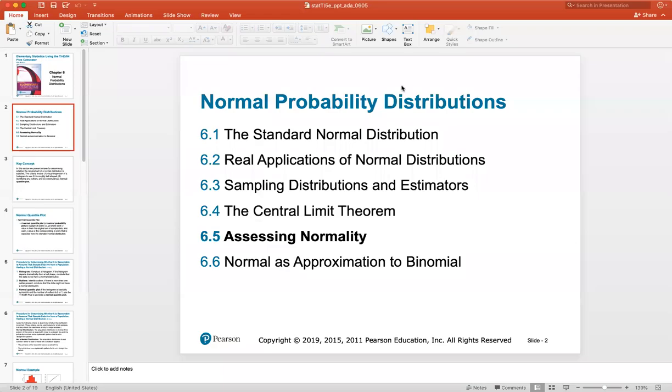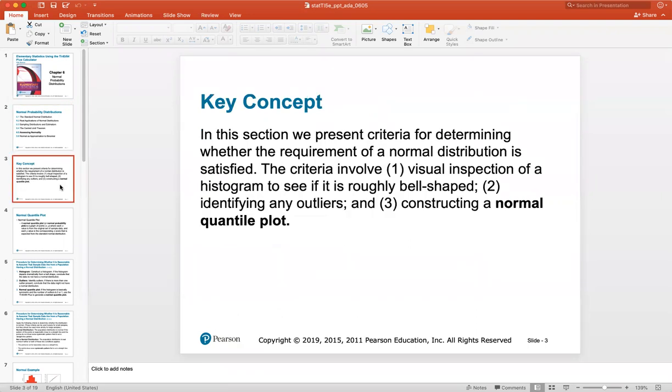All right, in this video, I'm going to go over section 6.5, assessing normality. In this section, we're going to present the criteria for determining whether the requirement of normal distribution is satisfied. The criteria involve visual inspection of a histogram to see if it is roughly bell-shaped, or identifying any outlier, and constructing a normal quantile plot.